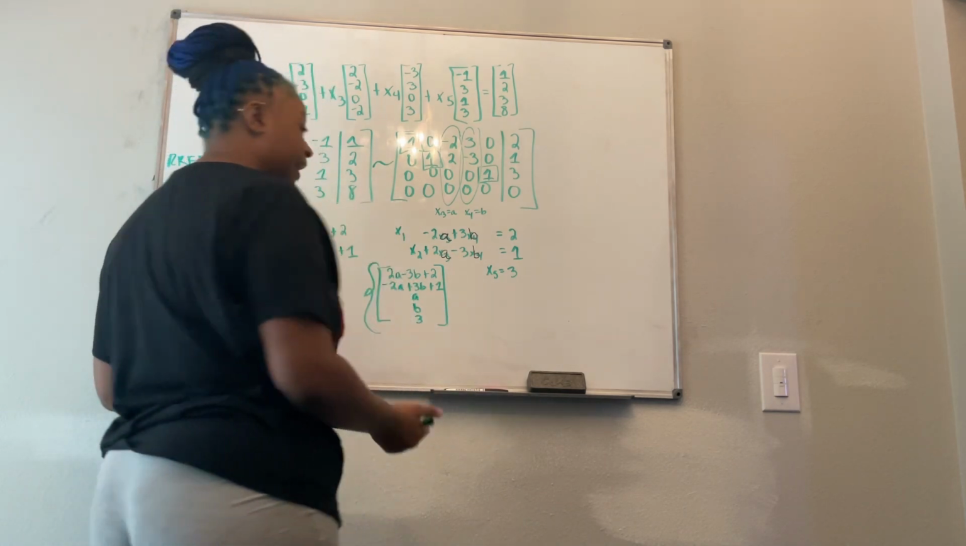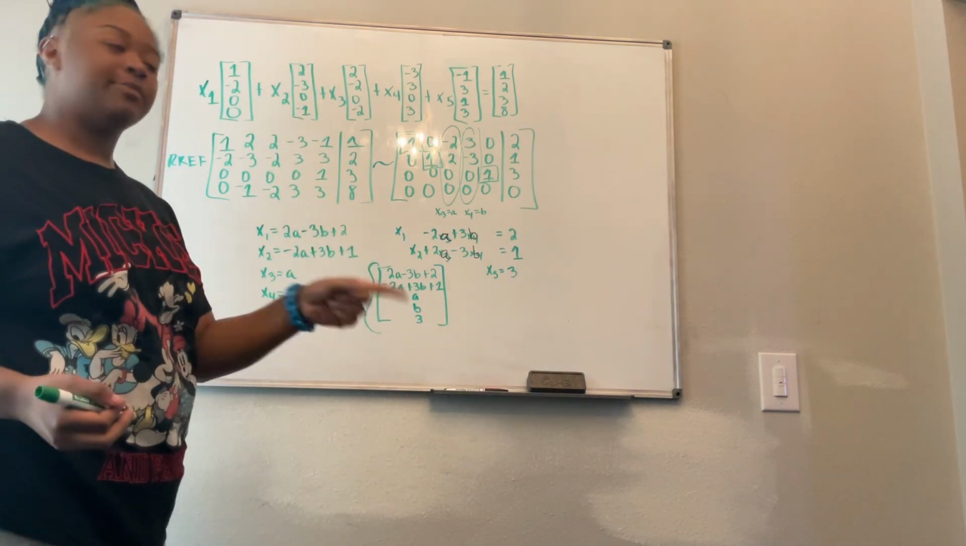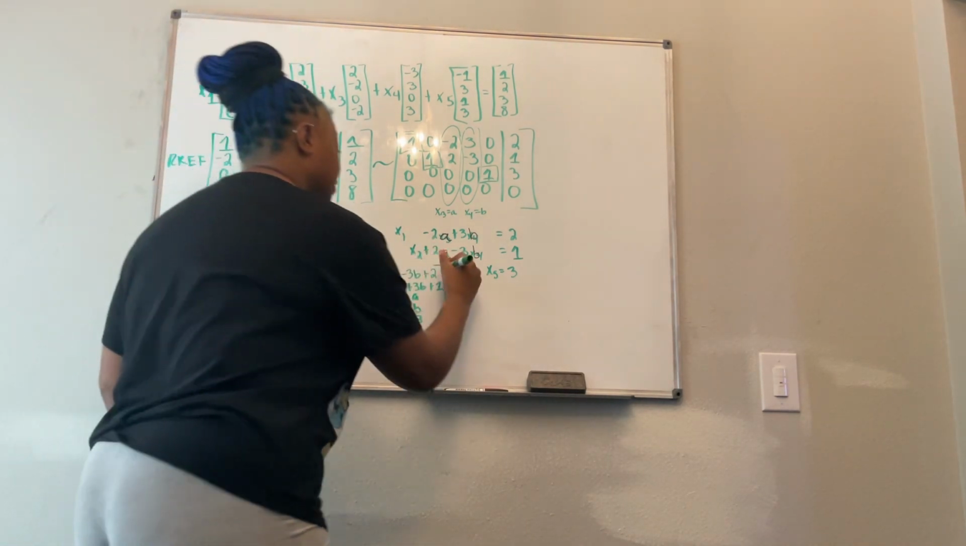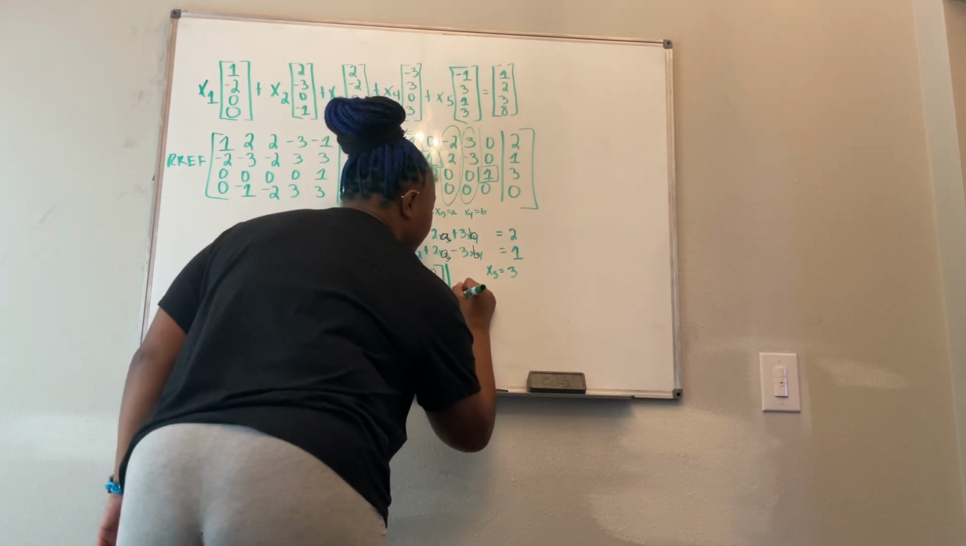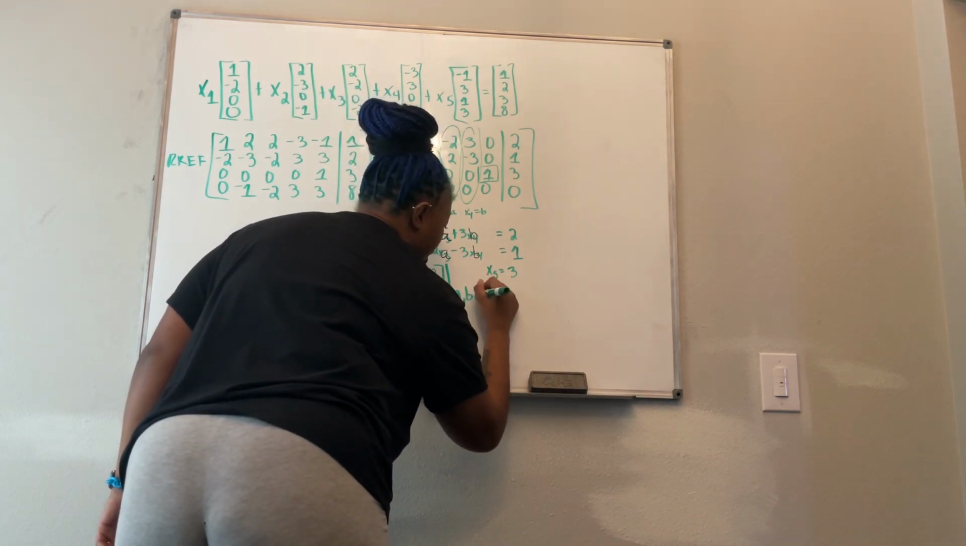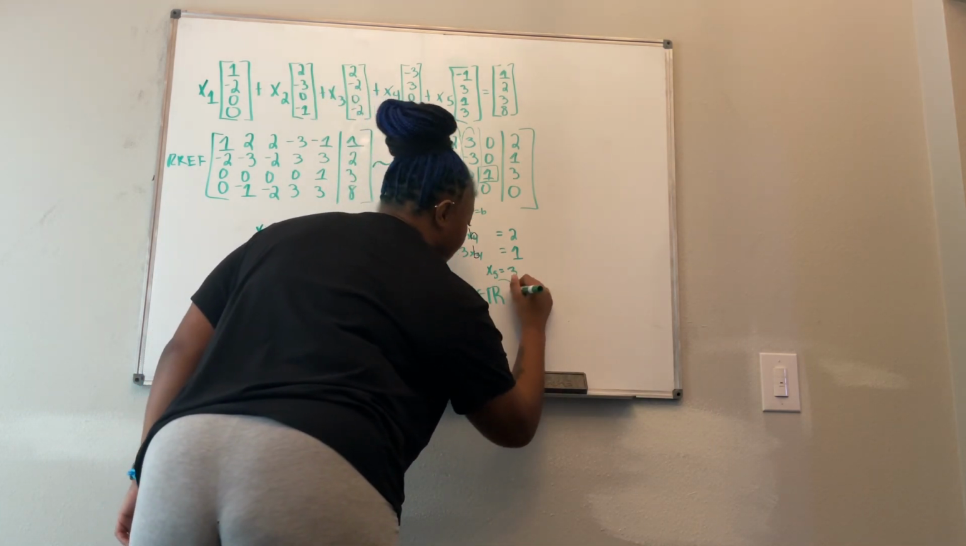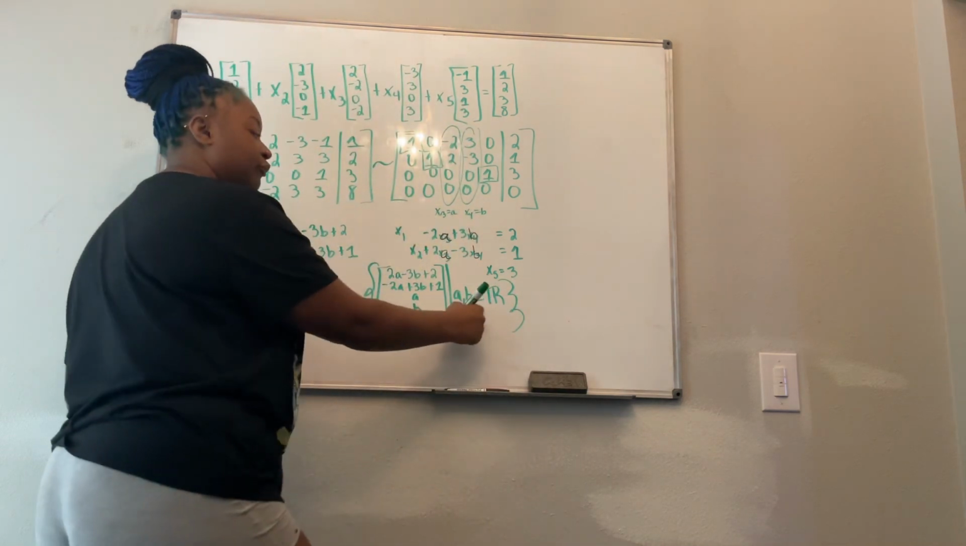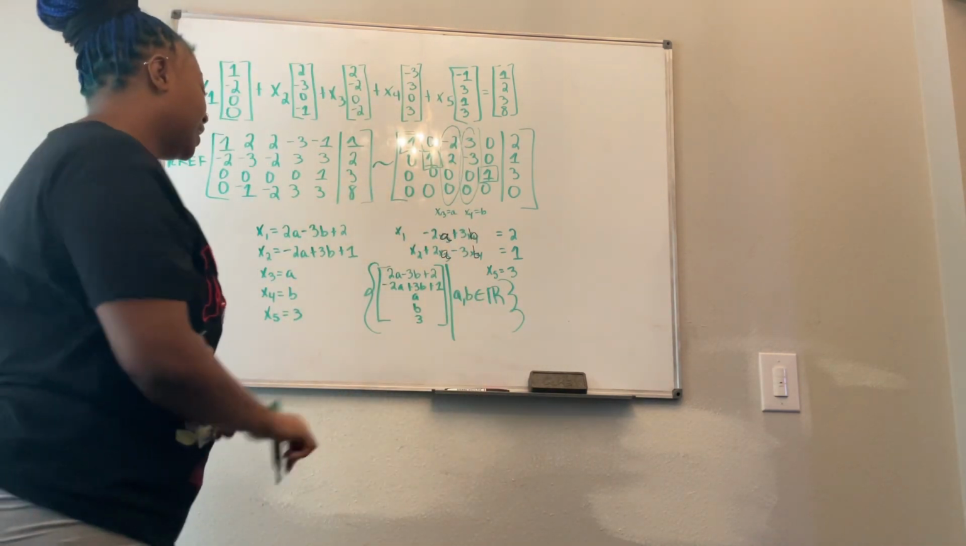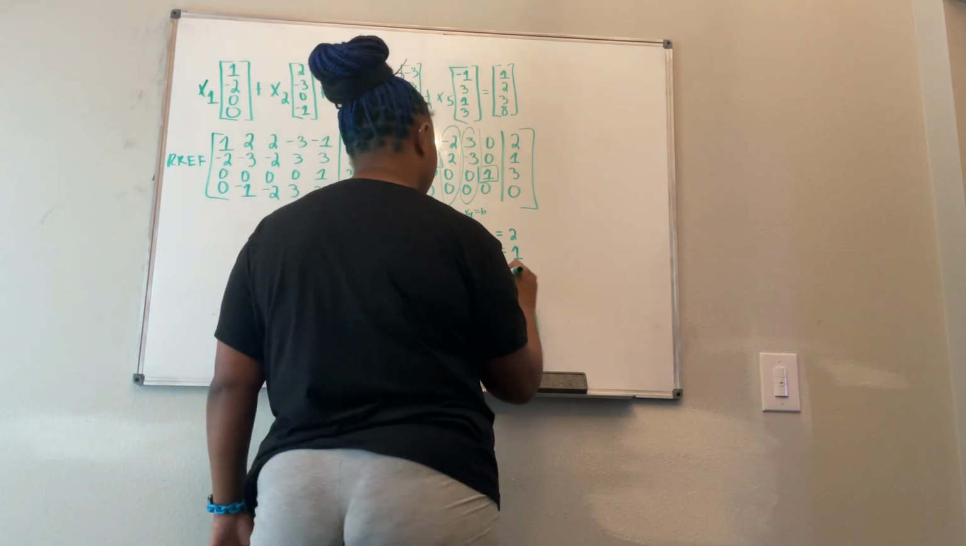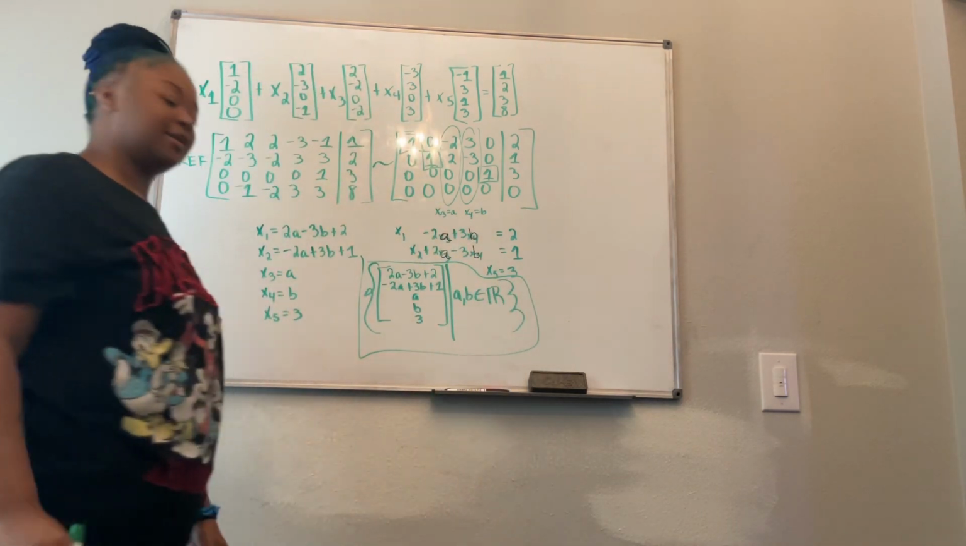However, I have to state that a and b are free variables. I'm going to do that by putting a bar. I'm going to say a and b are in all real numbers. That just means that they're free to be any real number. And this is our final answer.